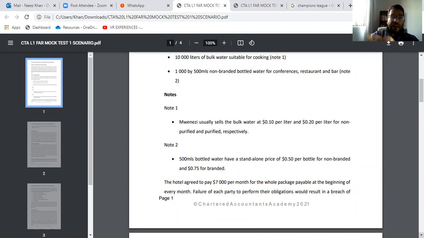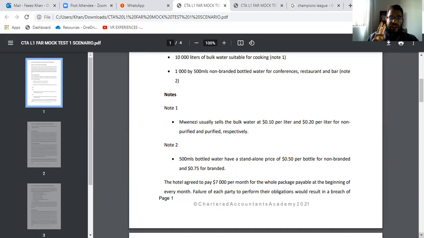Now, you can see there's a negotiation happening over here. They will enter into a contract. The hotel would be a customer. Why? Because the transaction relates to an item that is being sold by Wenezi in the ordinary course of business, and there is a contract. They're going to have a formal contract. So that means step 1 of the 5-step revenue model is met.